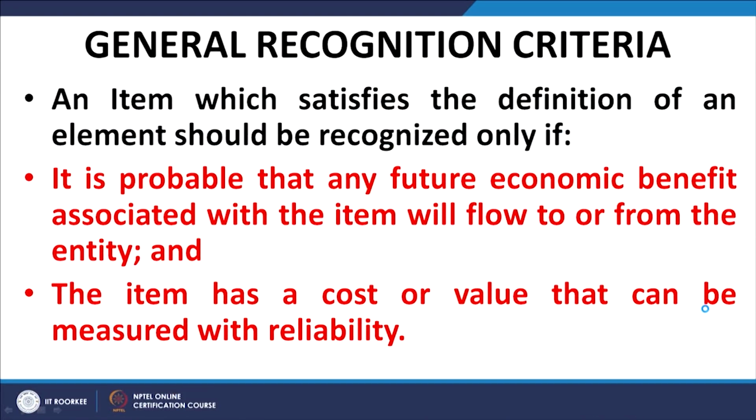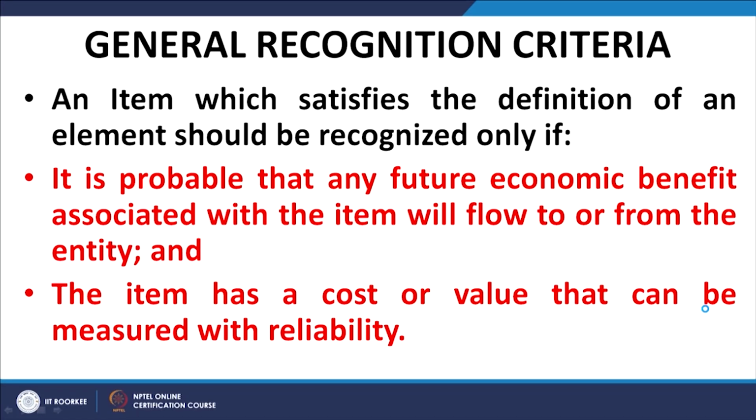So, let us go back and recall the general recognition criteria of the items of accounts, be it assets or liabilities. There are two fundamental requirements of recognizing or recording, entering into the books of accounts, and that is called the recognition criterion, the initial recognition criterion to be more precise. An item is to be recognized in the accounts if, number 1, it is probable that any future economic benefit associated with the item will flow to or from the entity.